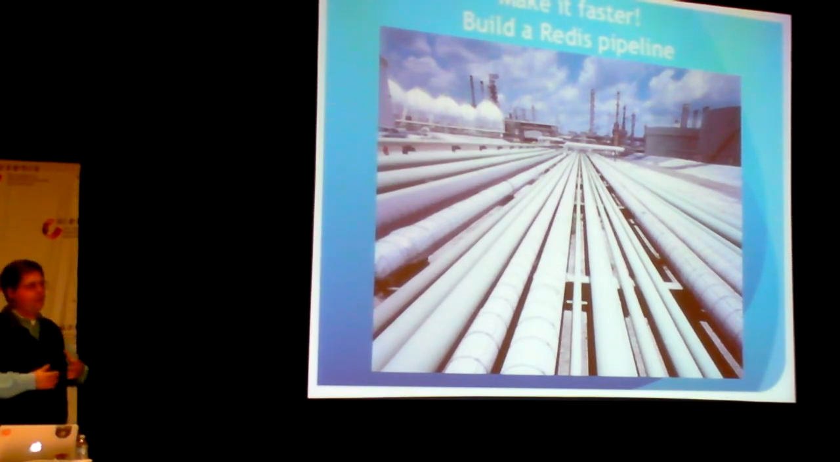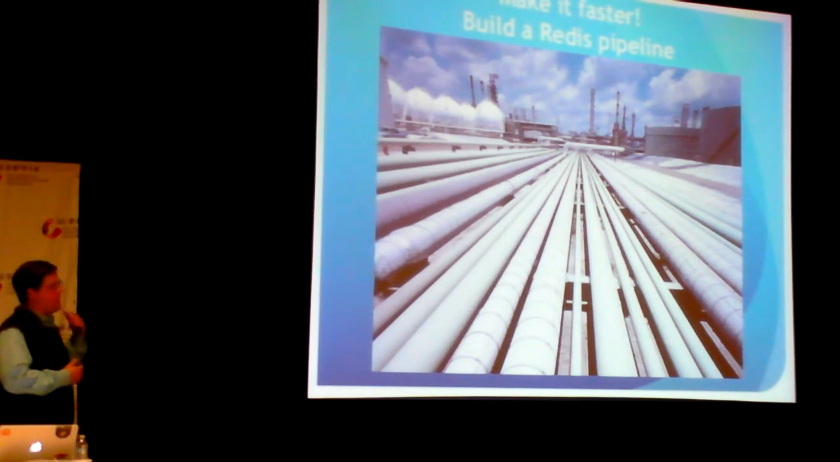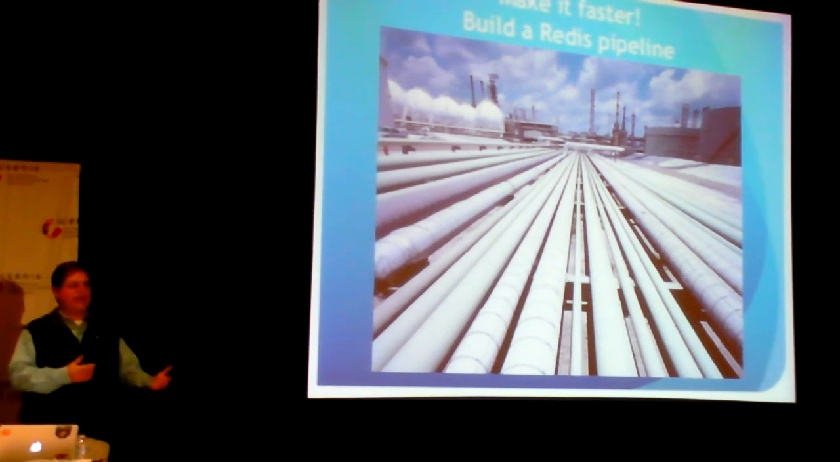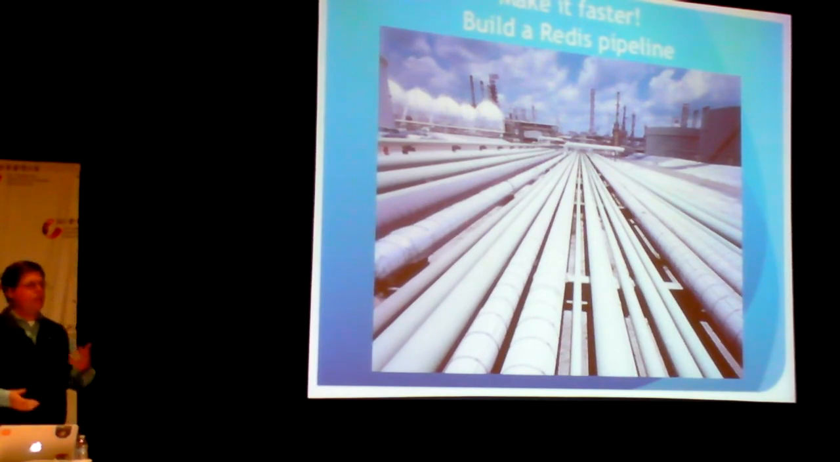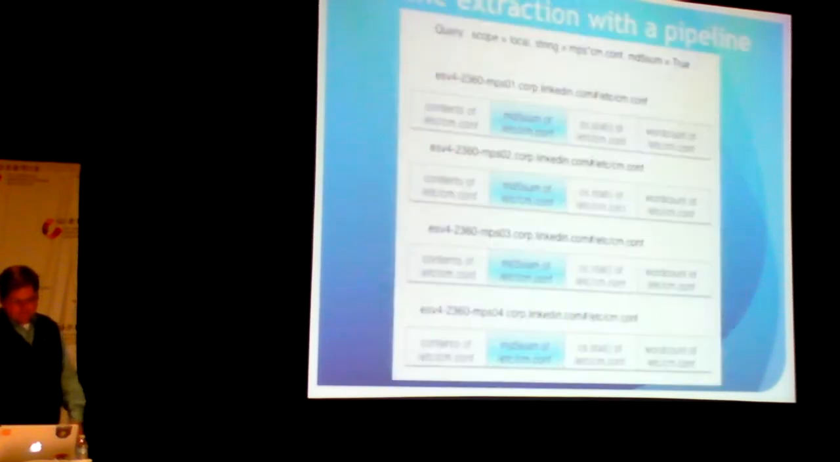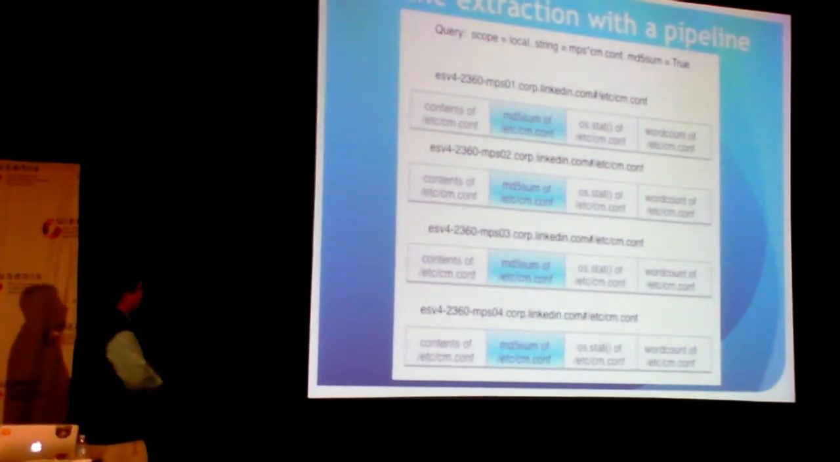So if I'm going to extract 8,000 keys from a policy server, I send that policy server one request with 8,000 keys, and the policy server responds all at once. We don't have to go back and forth 8,000 times between the machines. This is kind of an example of what a pipeline extraction will look like.